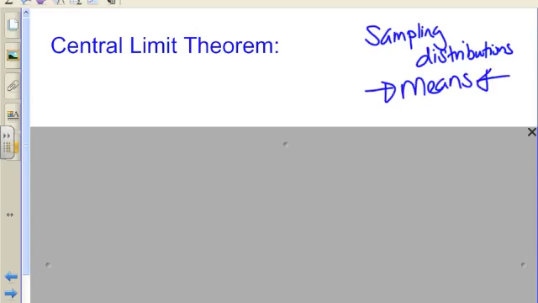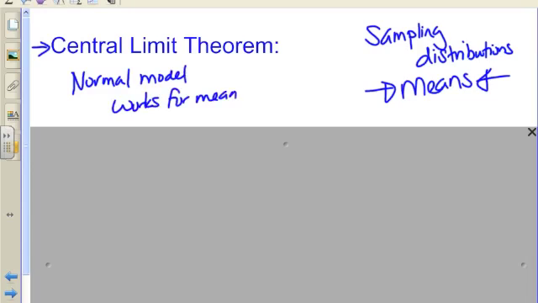And there's an important concept you're going to read more about in your book called the central limit theorem. And I'm going to summarize it in totally not official jargon. The central limit theorem basically says the normal model works for means too. So everything we're doing with proportions, we're also going to be able to do with means. Now, we're going to explore this a little bit more in class. I want to show you some nice visuals that might help with this idea.